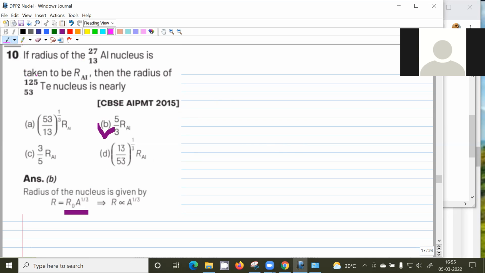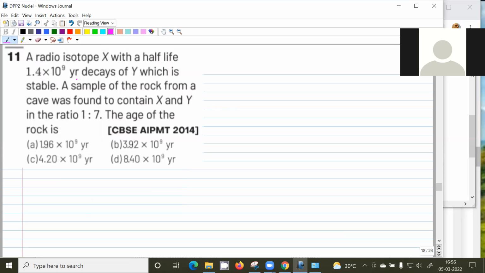If the mass number is more, the radius will be more, and the relation is 1/3. So it's 125 by 127 raised to the power 1/3. The radius of T should be more than the radius of the element. The factor is 125 by 127 raised to the power 1/3. Done, no? Yes, sir.